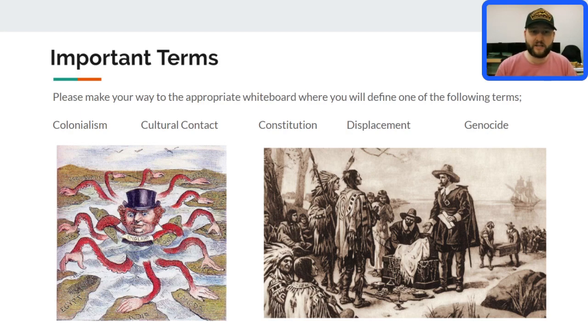So please make your way to the appropriate whiteboard where you'll find the terms following. That's what we have done in class. So just for your benefit, you can record these terms, make sure you know what they mean. Okay. So there's your cultural contact right there. On your right, you have your Europeans interacting with your Aboriginal folks. On the left here is colonialism, right? It's a visual representation of what colonialism is.